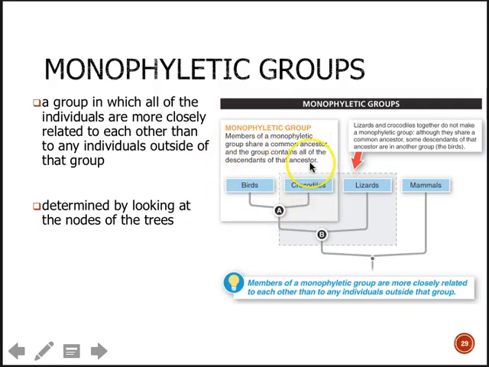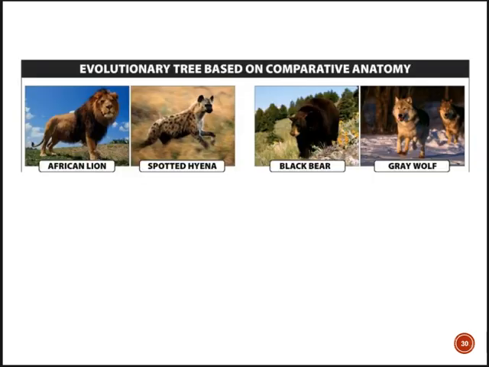But this one is. And if I wanted to draw a bigger box, I could say that this whole set here of birds, crocodiles, and lizards are all monophyletic. So that's the concept. We'll be dealing with this a little bit more in class and in lab. But let's move on now to just take a quick look at what we base evolutionary trees on.